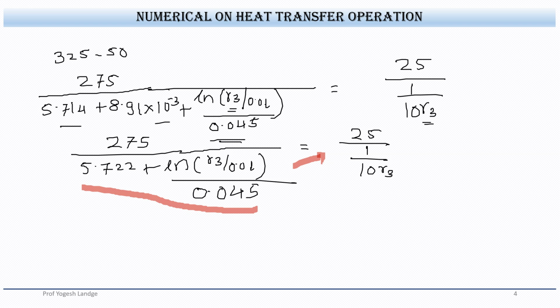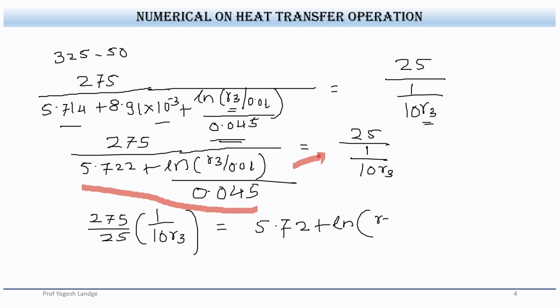So we just write 275 divided by 25 into, as I'm taking this one to this side, 1 upon 10 times R3 is equal to, this is just a simplification I'm doing, 5.722 plus ln of R3 value, which I don't know, divided by 0.01. Okay, now upon, sorry, upon 0.045. So this is the case.